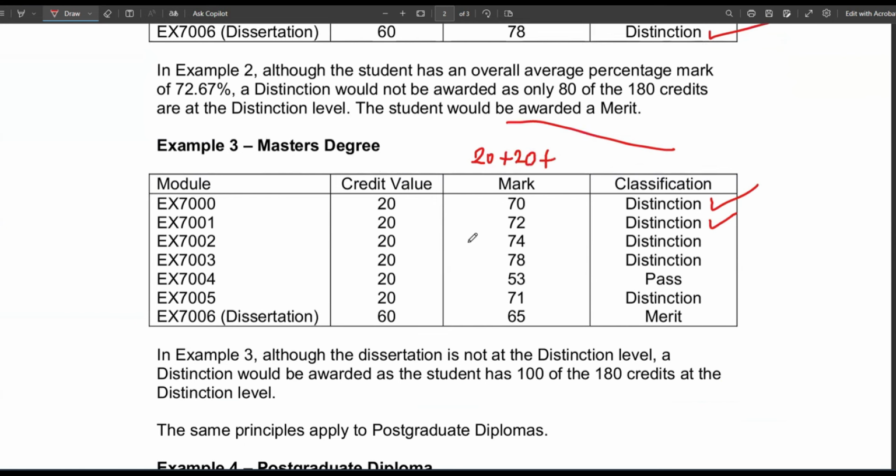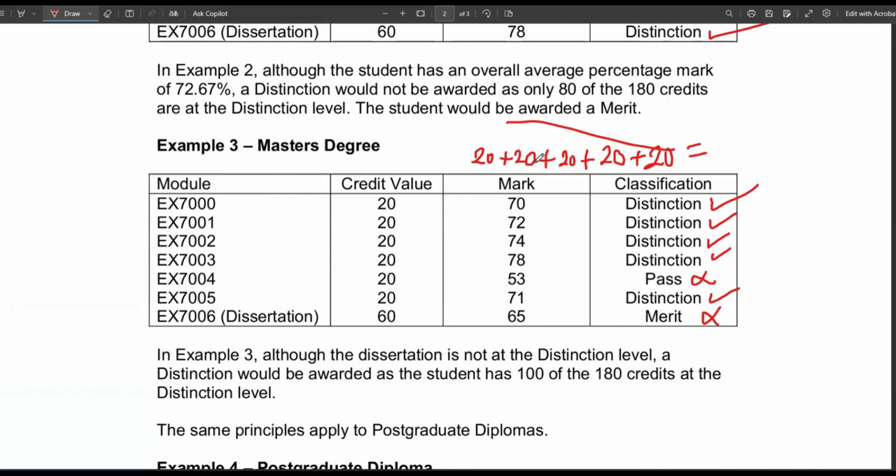And then the third module, the person has distinction again. That's plus 20. In the fourth module, the person also has a distinction. That's another plus 20. The fifth module, the person has 53, which doesn't qualify. The next module, the person has 71. That's distinction, that qualifies, right? And then the last module, which is the dissertation, the person has 65, which does not qualify.